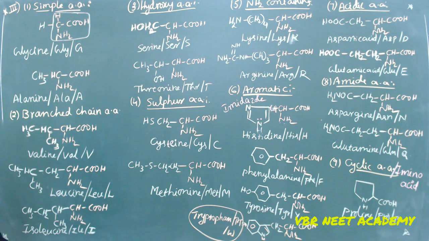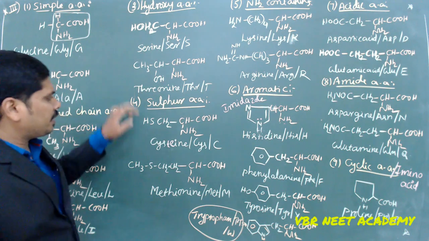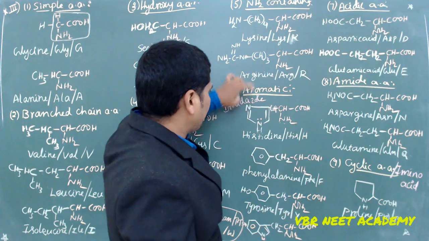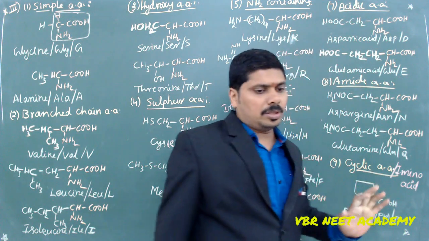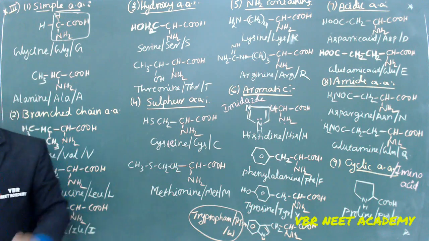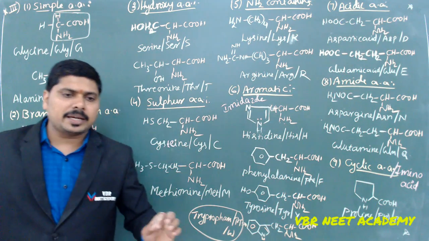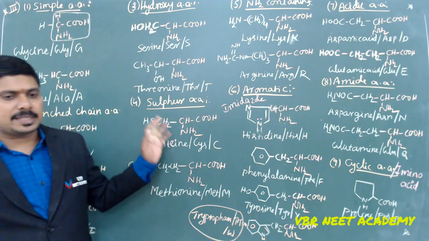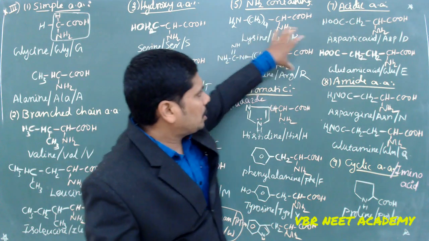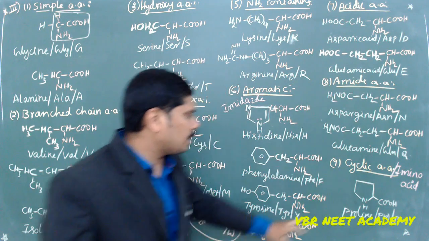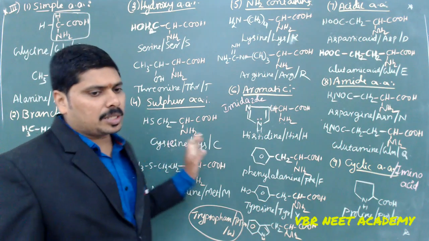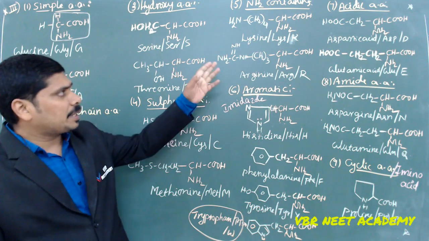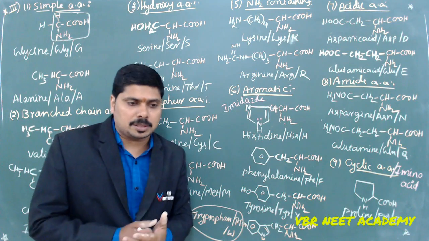Just count whether all 20 amino acids came or not. 1, 2, 3, 4, 5, 6, 7, 8, 9, 10, 11, 12, 13, 14, 15, 16, 17, 18, 19, 20. So 20 standard amino acids are present in naturally occurring proteins. I said that apart from these 5, these 2, these 2 and this one, all the remaining have one NH2 group and one COOH group. That's why they come under neutral amino acids. These others come under basic and acidic amino acids.